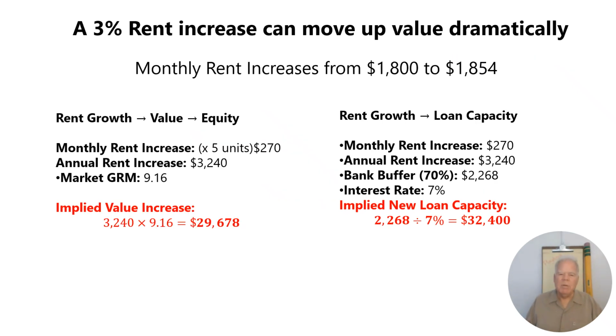This is the part most people miss. A modest rent increase can have a dramatic effect. On the left, the income increase is priced by the market, and that creates equity, about $29,000 in this example. And on the right, the same income increase improves debt coverage. Stronger coverage means the property can support more debt, about $32,000 of additional loan capacity. Nothing aggressive happened, rent moved normally, the structure did the work.